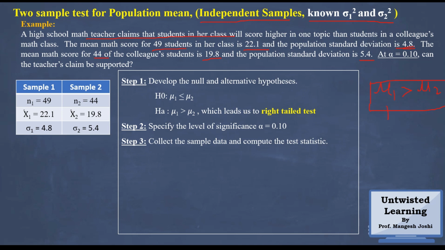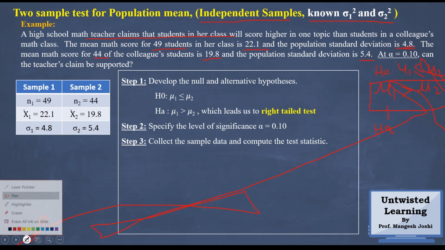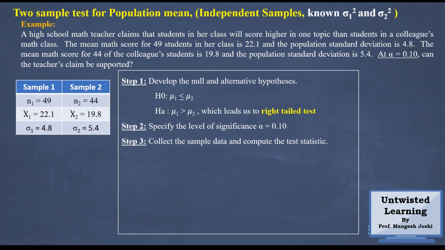So you cannot keep this as your null hypothesis. So what we will do, we will keep the claim as the alternate hypothesis, and we will keep H0 as mu1 less than or equal to mu2, since the equal to sign has to be there. So that's why we keep mu1 less than or equal to mu2 as the null hypothesis, and mu1 greater than mu2 as the alternative hypothesis. Now in this case, your claim is the alternate hypothesis, which leads us to a right-tailed test.